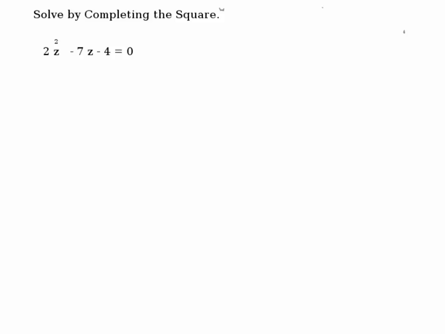Solve by completing the square. First step is to eliminate the coefficient of z squared. So here we can divide each term by 2. Then I would get z squared minus 7 over 2z minus 2 is equal to 0.